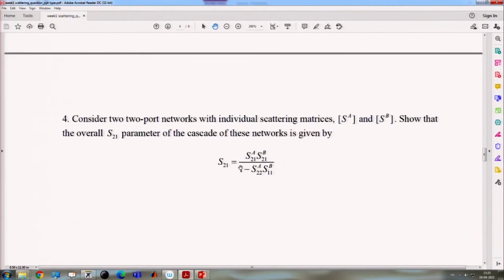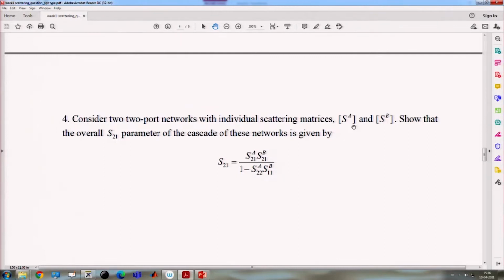Next problem: consider the two port network with individual scattering matrices SA and SB. We have to find the overall S21 parameter of the cascade of these networks, which is given by S21 equal to S21A S21B divided by 1 minus S22A into S11B.